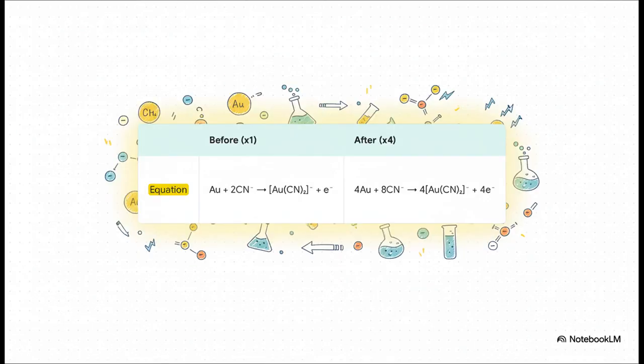And you can see exactly what that looks like right here. Before, we had 1 gold atom and it made 1 electron. After we multiply the whole thing by 4, we now have 4 gold atoms and they make 4 electrons. Now they match. The 4 electrons being lost in oxidation now perfectly match the 4 electrons being gained in reduction. This, my friends, is the golden key that unlocks the entire puzzle.